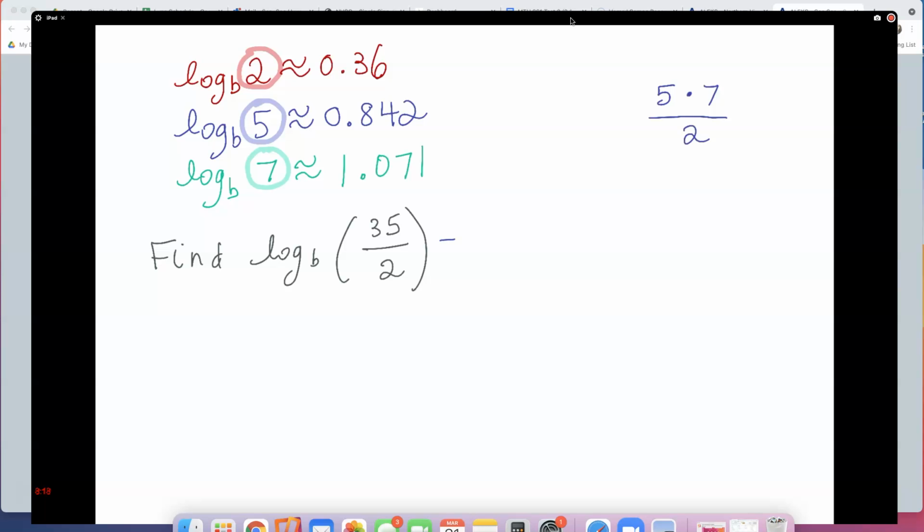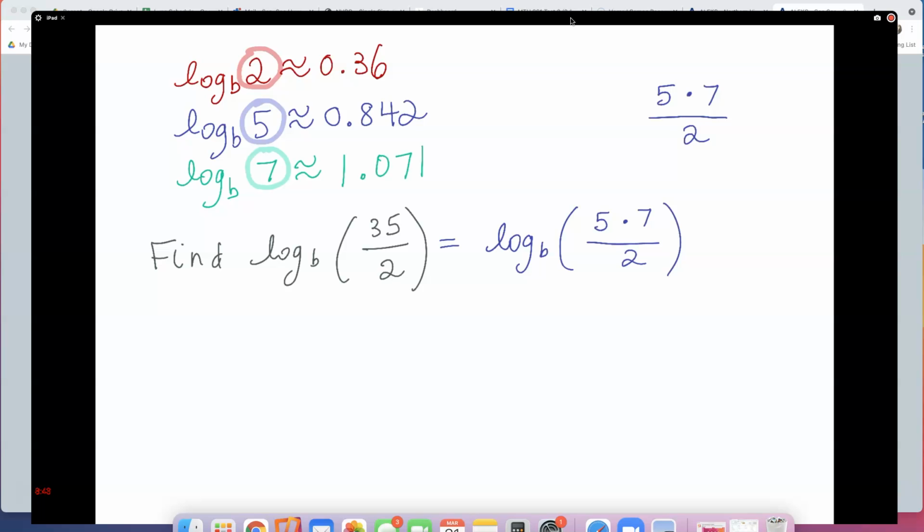So I was able to break down this log base b of 35 over 2 as 5 times 7 over 2. So whatever they give you, whatever they ask you to find, your goal is to break it down using the smaller pieces they gave you. Now look, 2 is in the bottom, but 5 and 7 are multiplying. So this is a mixture of product property and quotient property.